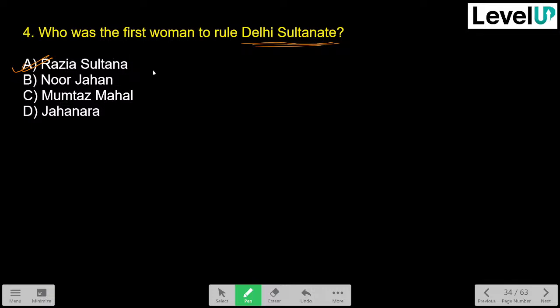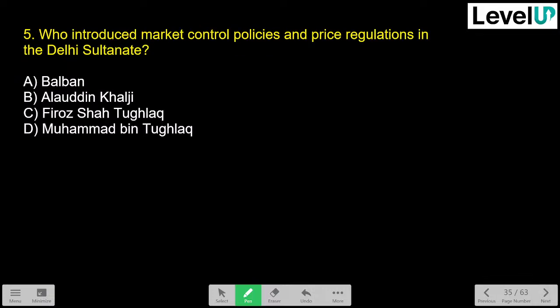Okay, good. Next question. Who introduced the market control policies and price regulations in the Delhi Sultanate? It was done by Alauddin Khilji. Alauddin Khilji was a very proactive ruler in the Khilji dynasty. He controlled the market policy system and even the price regulation. He established a whole market system where people can go and sell their commodities. He is the most powerful ruler of Delhi Sultanate.